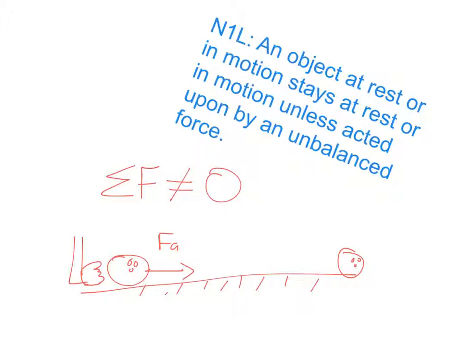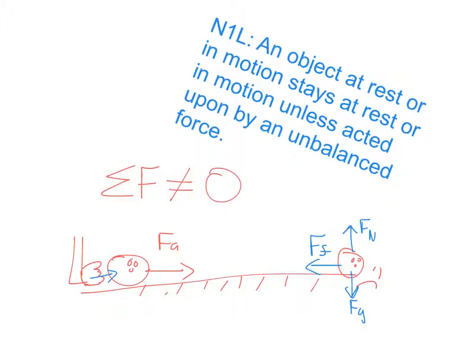Why did the bowling ball stop? Was there another force acting on it? Sure. We did enough free body diagrams to figure out that we have gravity, normal force, and once my foot no longer was in contact with that bowling ball, that applied force is gone. What caused the bowling ball to slow down and stop? That evil force, frictional force. So that's what causes our bowling ball to eventually slow down and stop.